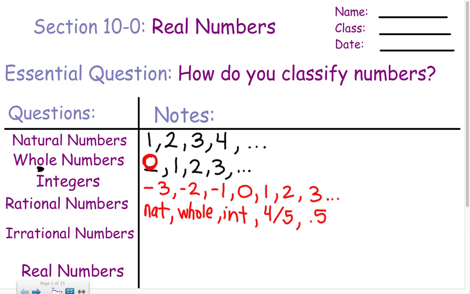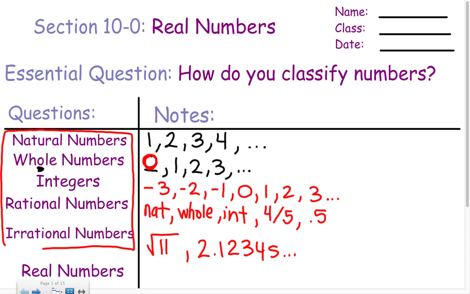Irrational numbers are non-perfect square roots, so for example the square root of 11, and numbers that continue forever, or decimals that continue forever and never repeat. So for example, 2.12345 keeps going forever, never repeats. Real numbers are all of these groups. So real numbers are all of those groups.